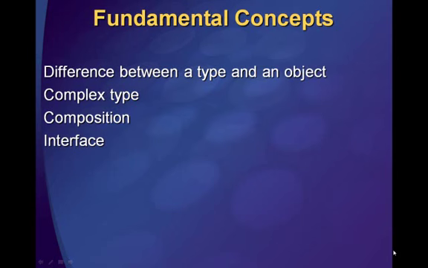In order to understand how to partition and layer an application, we use the techniques of object-oriented programming. While object-oriented programming has been around for a while, we have learned a great deal in the past 20 years of how best to apply the techniques of object-oriented programming. The four important concepts for partitioning and layering are the difference between a type and an object, the definition of what a complex type is, to understand what composition is, and to understand what an interface is all about.